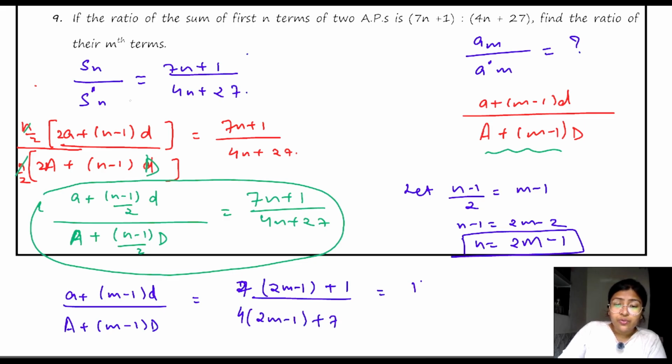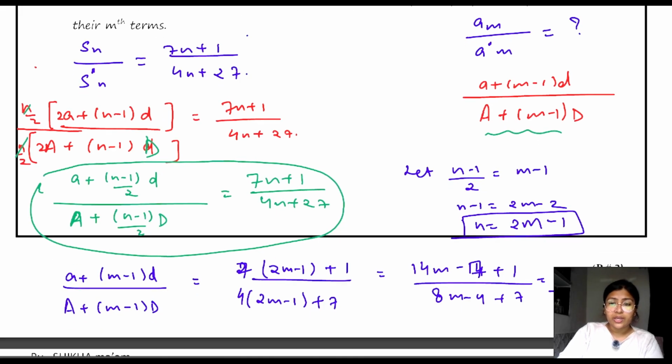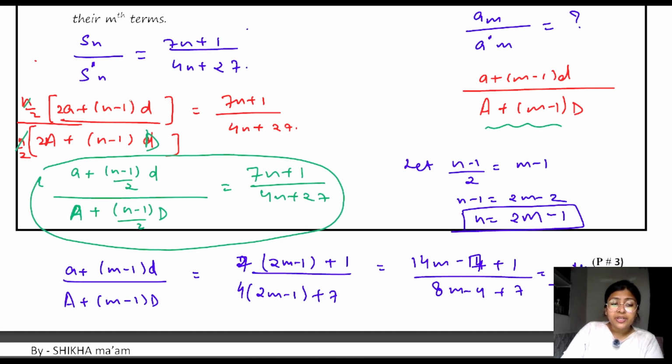Simplifying it, so 14m minus 7 plus 1 divided by 8m minus 4 plus 7. So it is going to be 14m minus 6 divided by 8m plus 3. Okay, now see this. This can be written as am upon an, and it is found as 14m minus 6 divided by 8m plus 3. This is the answer.